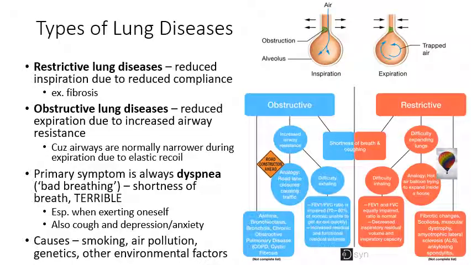Okay, and we're going to conclude with some diseases of the respiratory system. Most lung diseases are divided into two types, either restrictive diseases or obstructive diseases. In the restrictive diseases, you have less inspiration because your pulmonary compliance is decreased. We won't talk about those too much.